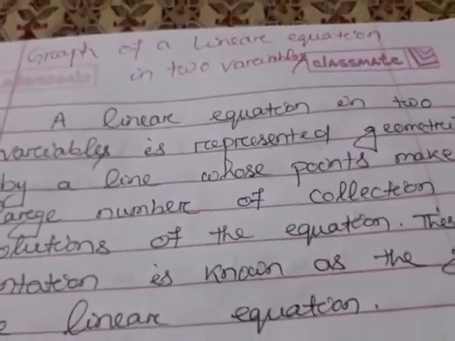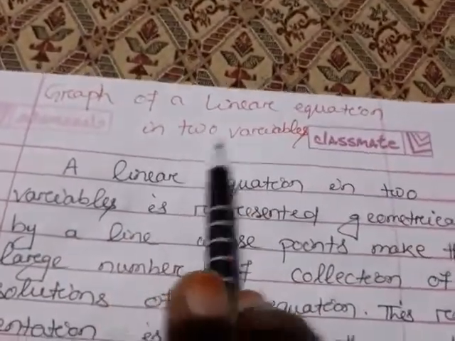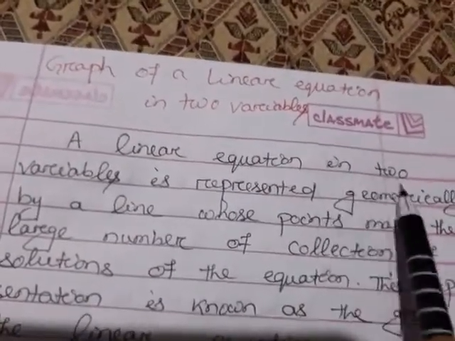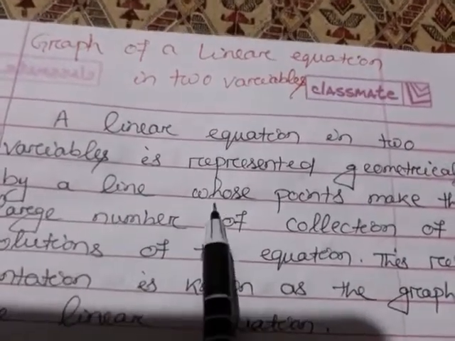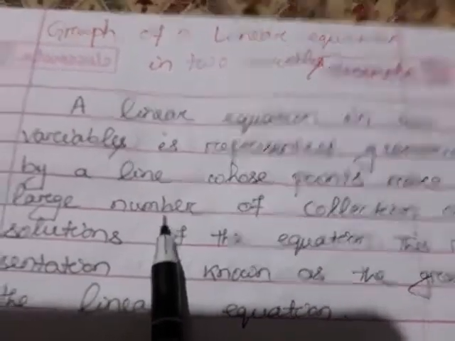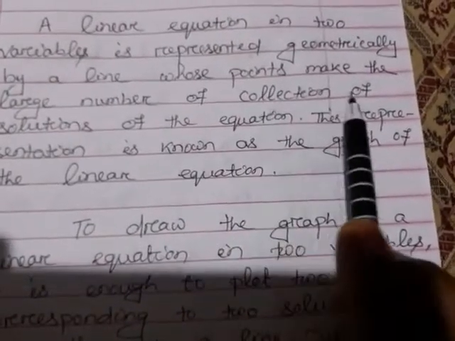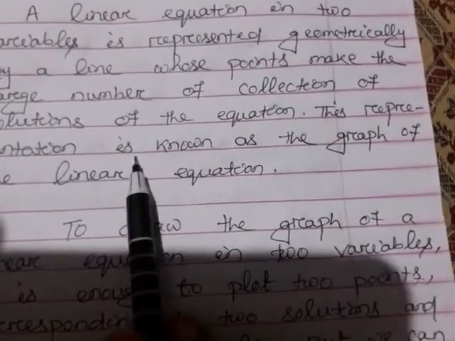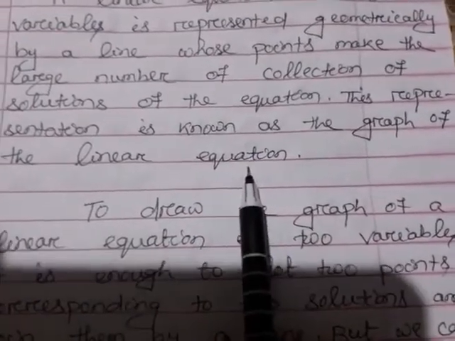Today we study the graph of a linear equation in two variables. A linear equation in two variables is represented geometrically by a line whose points make up the collection of solutions of the equation. This representation is known as the graph of the linear equation.